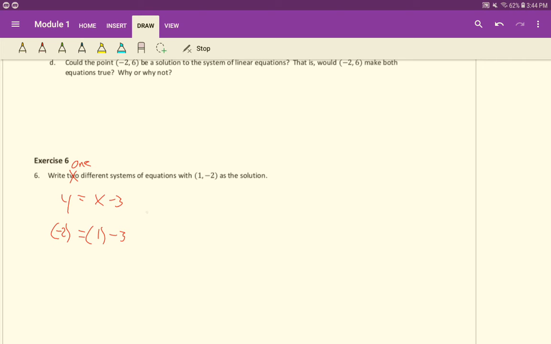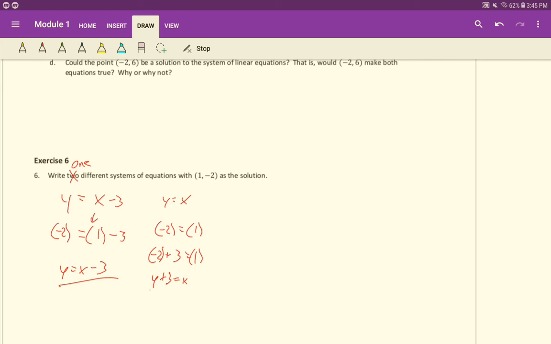Okay. Alternatively, again, with the negative 2 plugged in there and the 1 here, we could do something to the negative 2 to make it match the positive 1 there. So for example, we could do negative 2 plus 3. Okay, and so in other words, we could do y plus 3, like so. This would result in the equation y equals x minus 3.